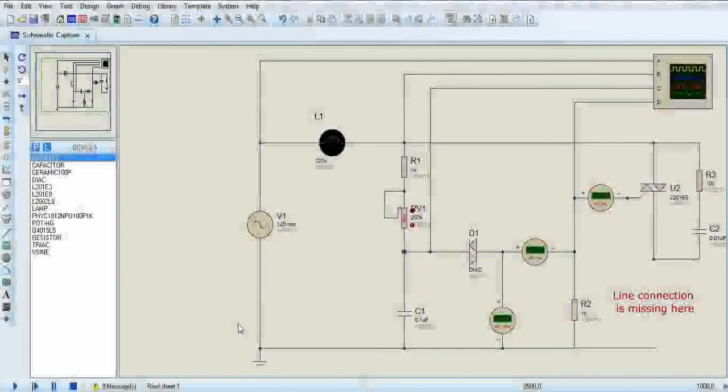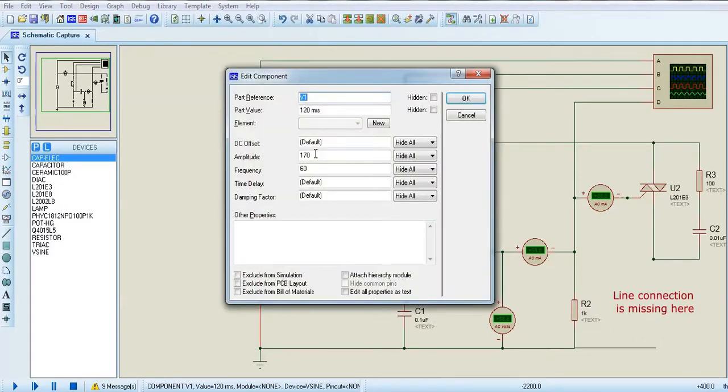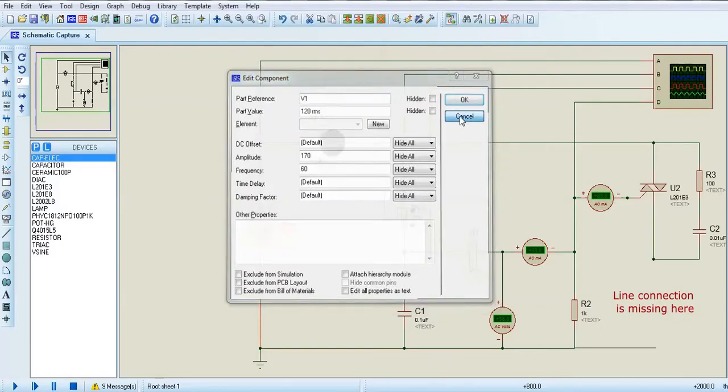Today we are implementing the triac and DIAC devices in one of the common circuits that is called the dimmer circuit. As you can see here, we have the power supply that is providing 120 volt RMS. If you click on the device, we will see that the amplitude or the peak value is 170 volt. The frequency is set to 60 hertz.